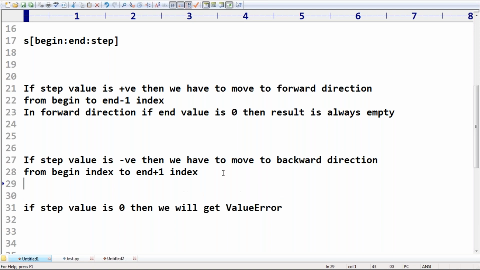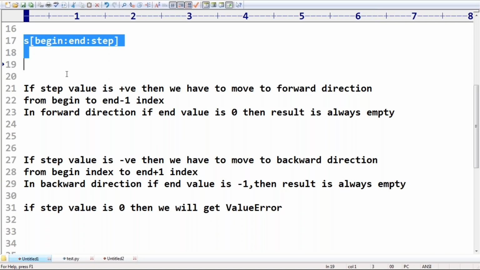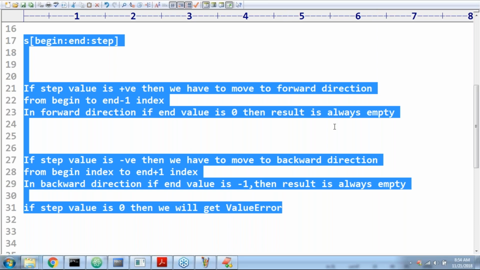In the backward direction, if the end value is -1, then the result is always empty. Please make sure you are aware of these things. If you know up to this, nothing will be difficult in the slice operator. Of course, I will share the material there.